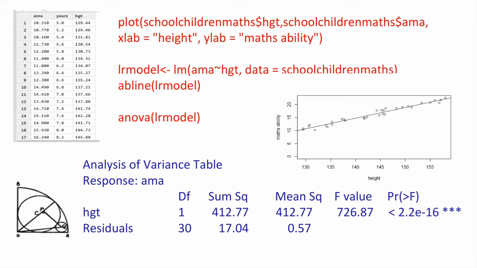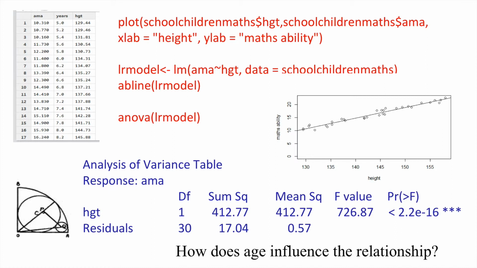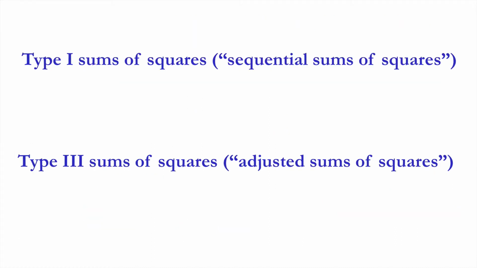And an obvious explanation might be that as children get taller, they also get older. So how does age influence that relationship? To understand how to disentangle the effect of one predictor on a response from another predictor on a response, we need to consider the various sums of squares available to us in an analysis of variance.